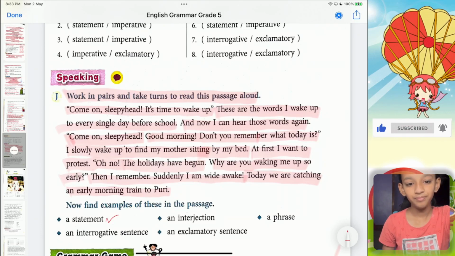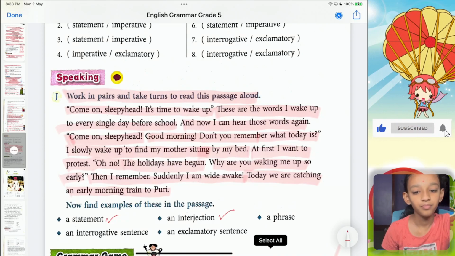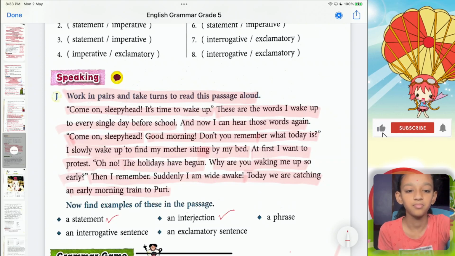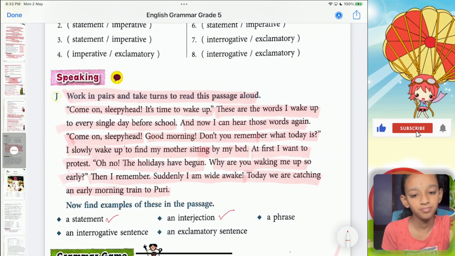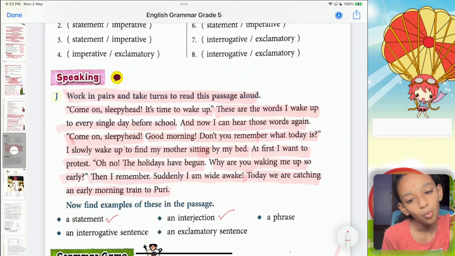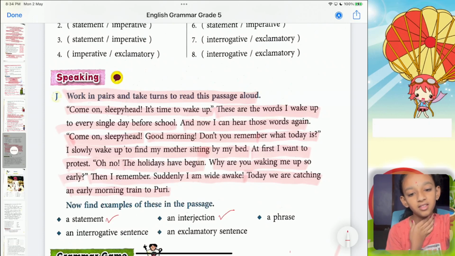Come on, sleepyhead. Yeah, that can be an interjection. Good morning is an interjection. But that's an exclamatory sentence? No, it's not a complete exclamatory sentence. It's not a sentence, right? It's an interjection. Good morning. What about a phrase? I can see one. Then I remember. Correct. So then I remember is one.